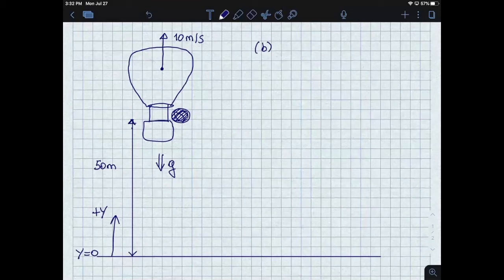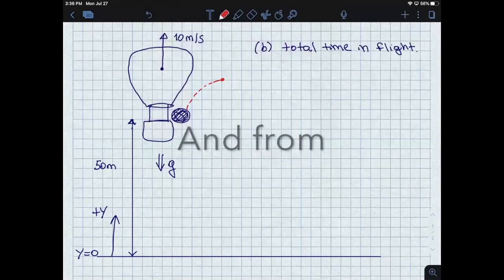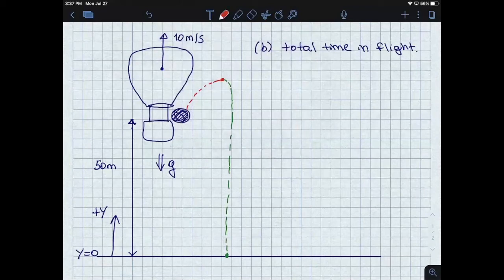Part B asks the total time the ball is in flight. The motion that the ball will have is this: starting from here to maximum height, then from maximum height to the ground. So, to find the total time, we would need the time for the red motion and the time for the green motion. To find the time for the red motion, we will use this equation.